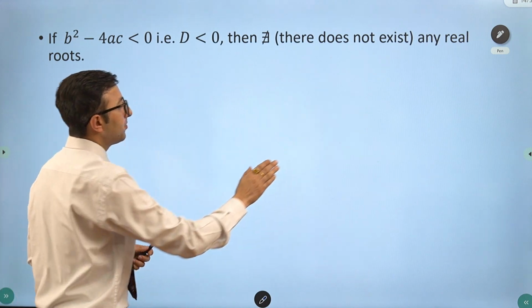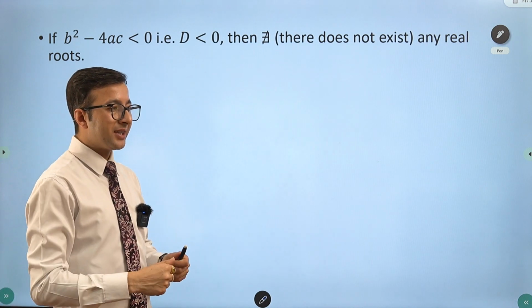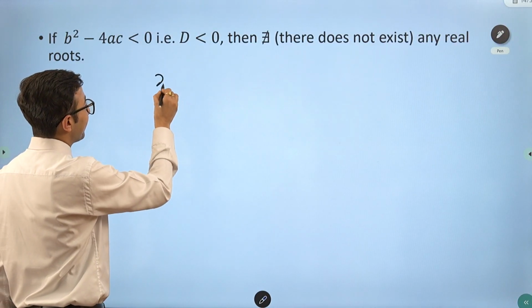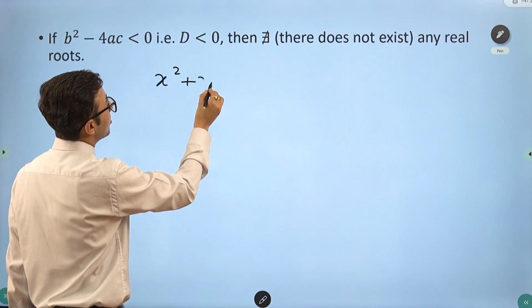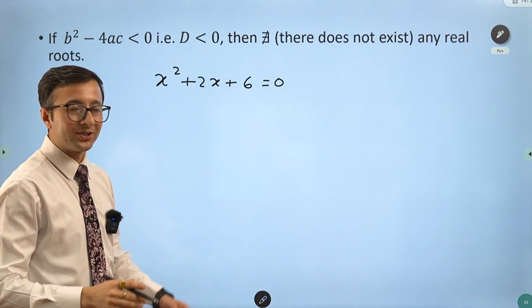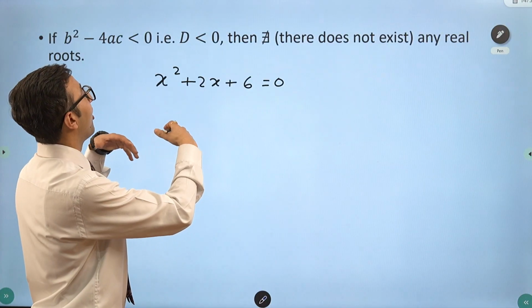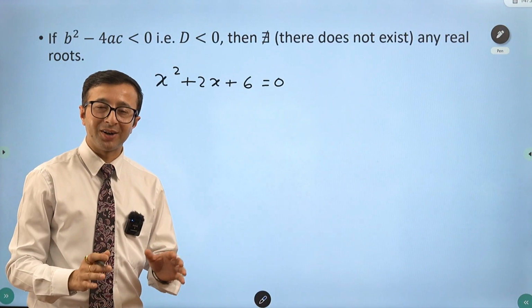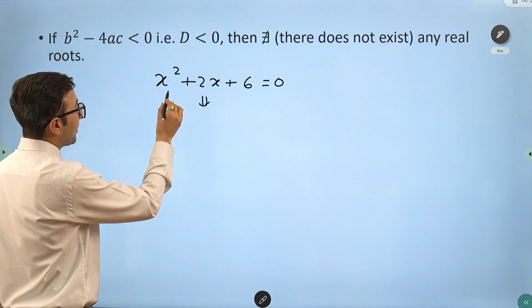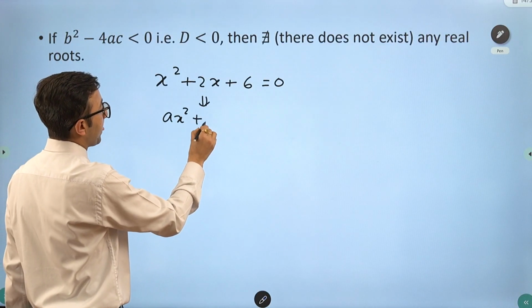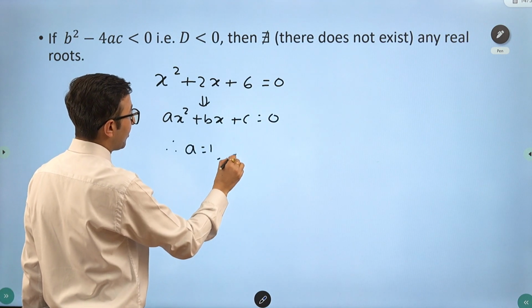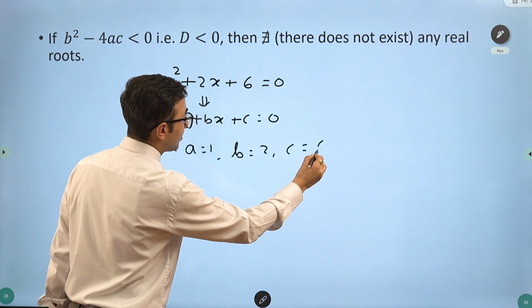So what type of problems will have a negative discriminant? Look here: x square plus 2x plus 6 is equal to 0. By looking at the equation, it seems it can go under factorization, middle term splitting. But first, let us check its discriminant. Comparing with ax square plus bx plus c is equal to 0, the value of a is 1, b is 2, and c is 6.